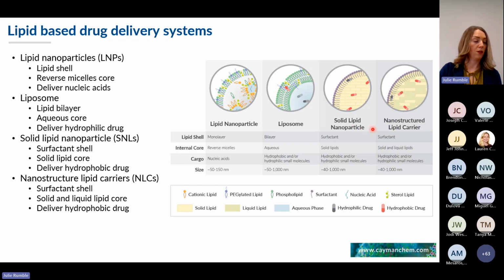Solid lipid nanoparticles are primarily used to deliver lipophilic small molecules. They have a surfactant shell and a solid lipid core. Due to their solid lipid core, they offer better stability for these drugs, but their rigidity makes them less effective for nucleic acid delivery. And finally, we have nanostructured lipid carriers. They're very similar to solid lipid nanoparticles, differing by containing both solid and liquid lipids in their core.